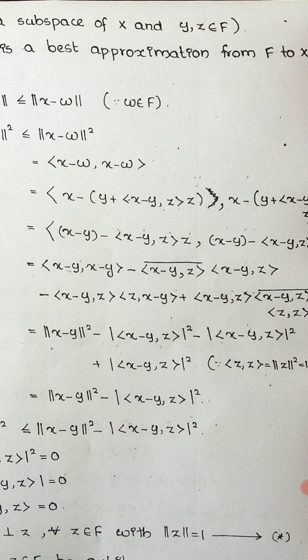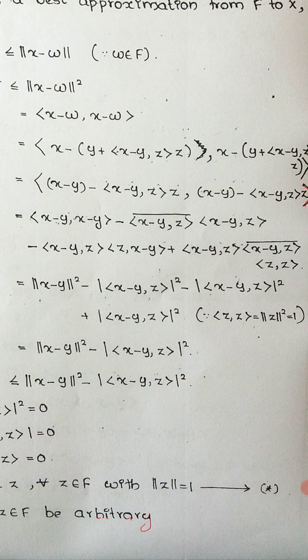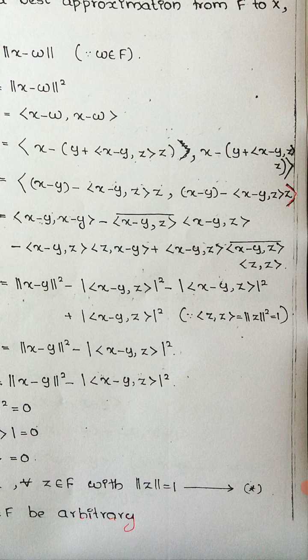What is that? The inner product of x minus omega with itself, an expansion. Omega is replaced by y plus the inner product of x minus y with z, on both sides. Just expand it, that is, inside the inner product you expand it and write x minus y. Then x minus y, z is taken out. Then the first part, minus is multiplied outside, so that minus is replaced. In the second term, what is done? x minus y, again minus is multiplied, inner product of x minus y with z.